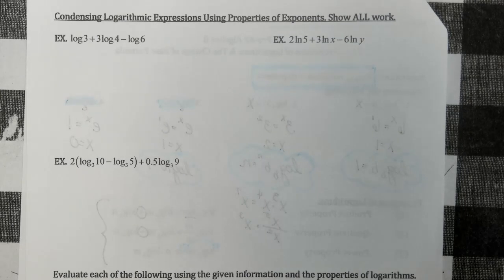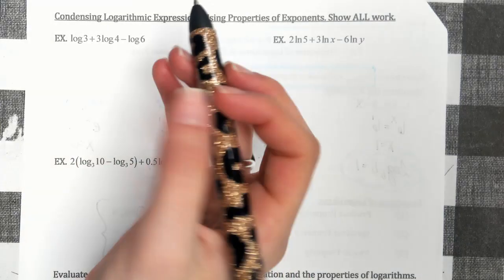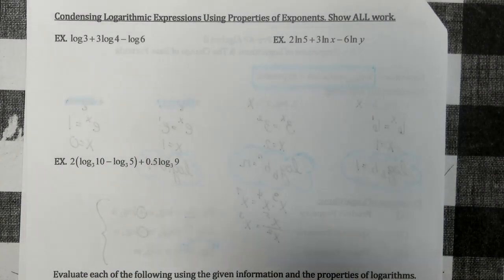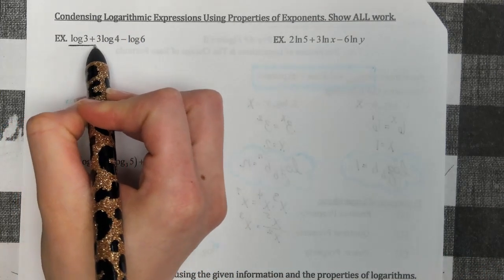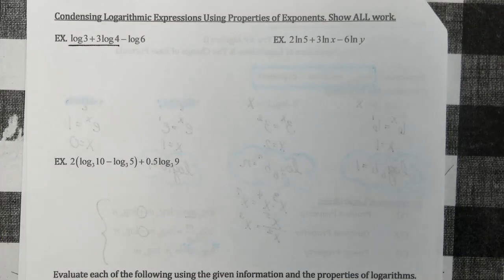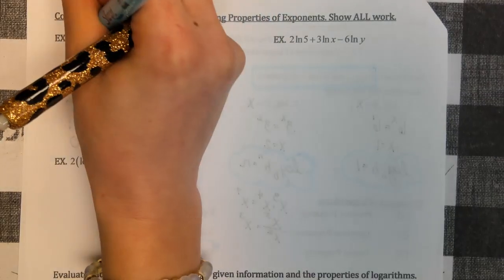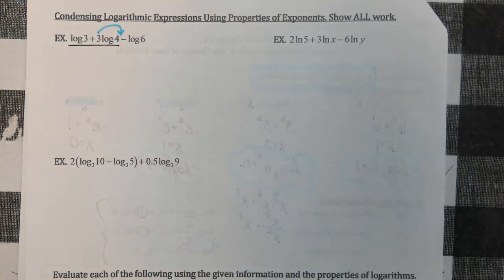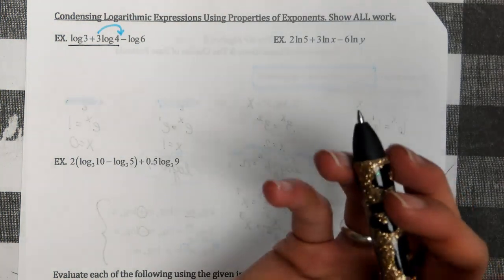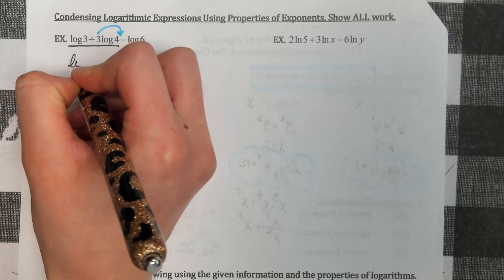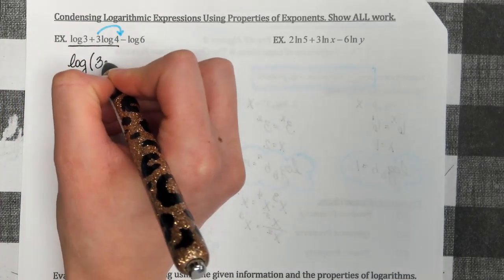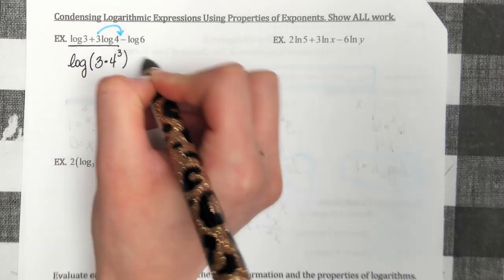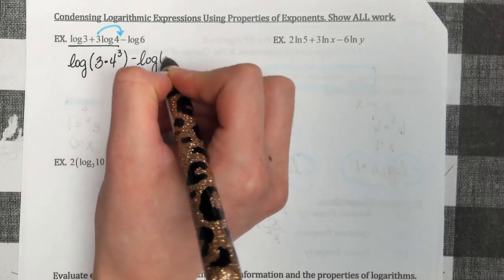So now when we're condensing, we're going from multiple logs down to 1 log. So I'll do 2 things at a time, and I typically work left to right. Okay, so if I'm looking at log of 3 plus 3 log of 4, well, I know that this 3 goes to 4, okay, as an exponent. So I'm taking log, and I know it's a plus, so I'm multiplying 3 times 4 to the 3rd power, minus my log of 6.